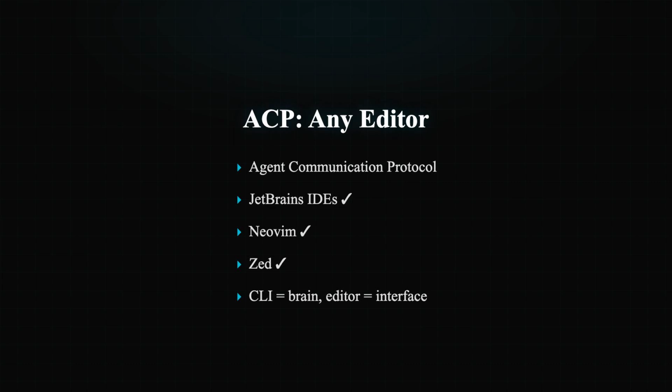When Cline wants to show you a file diff or edit code, it sends that through ACP to your editor of choice. This is huge for the open source community. No more being locked into one ecosystem. You get the full power of an AI coding agent, in whatever environment you're most productive.